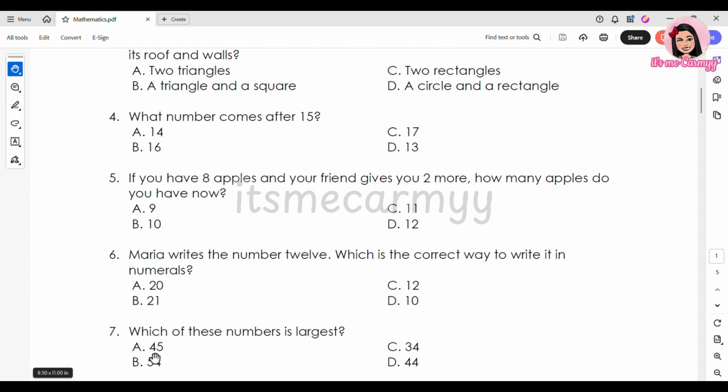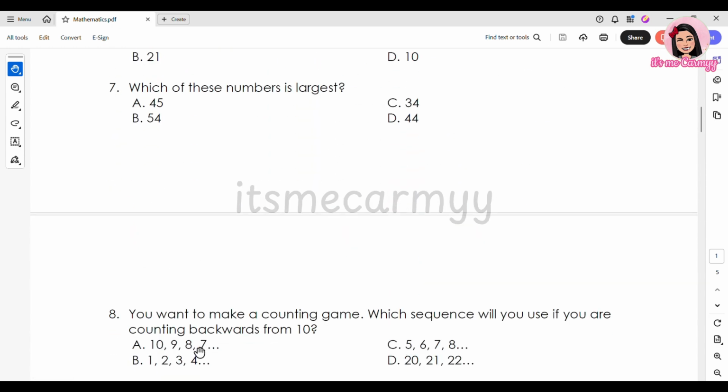7. Which of these numbers is largest? A. 45. B. 54. C. 34. D. 44. 5, 4, 3, 2, 1. The correct answer is letter B. 54.